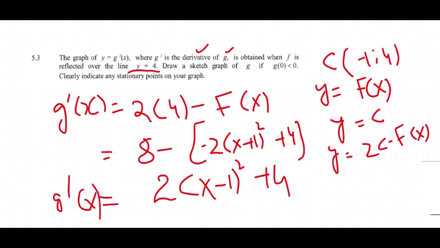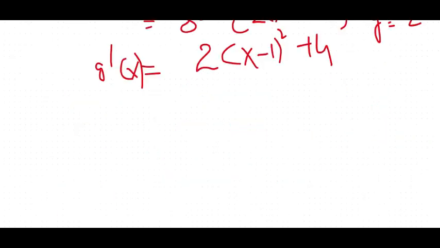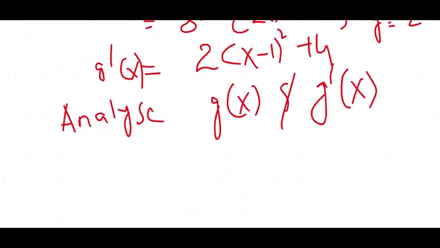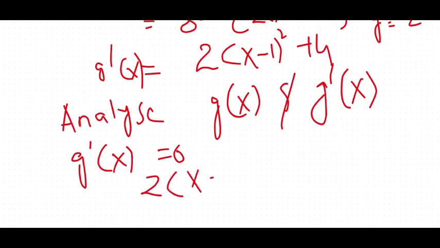So we have to analyze g of x and g prime of x. Stationary points occur when g prime of x equals 0. So what we have to do, we have 2 into x plus 1 whole square plus 4 equals to 0. I'm just doing the simplification.